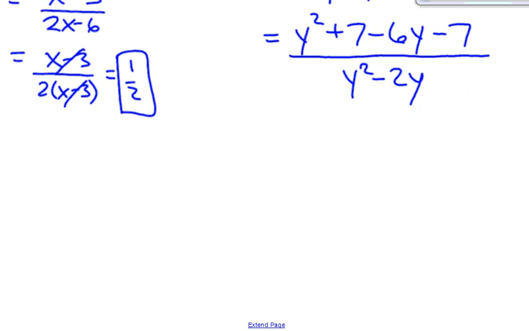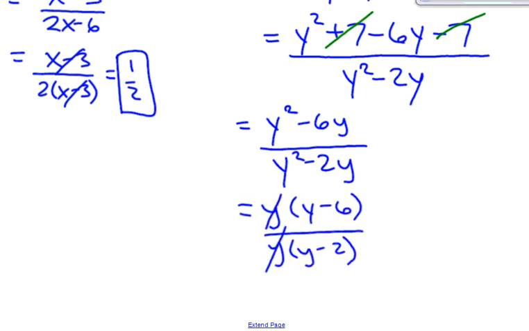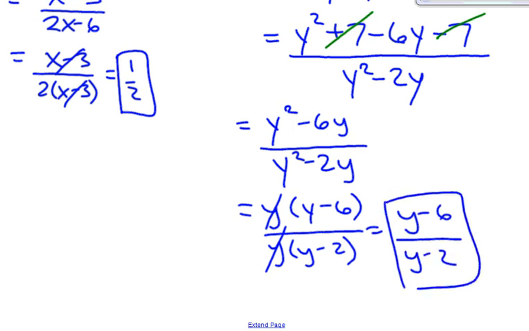Then I combine like terms, so we have y squared. Now notice again we have this quadratic, so the negative 6y would come next, and actually the 7's cross out. I know that's the second example that we've had like that. That normally does not happen so much. Then divided by y squared minus 2y. Factor out a y in both the numerator and the denominator, and now we're left with y minus 6 over y minus 2. We're going to do 2 more examples and then we're done.